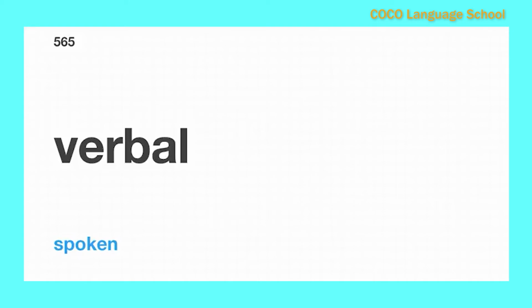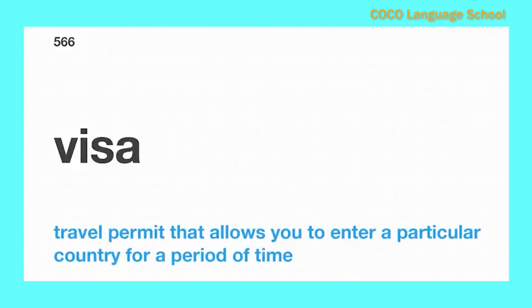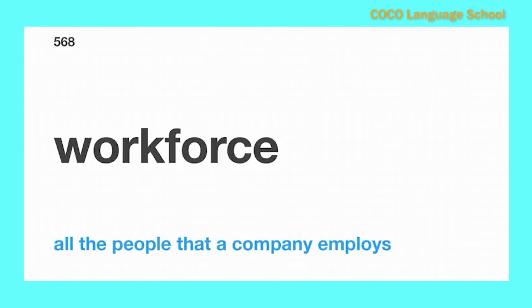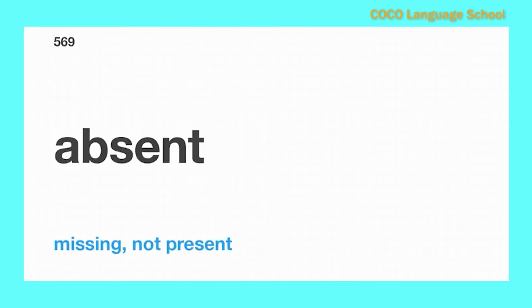Spoken. Verbal. Travel permit that allows you to enter a particular country for a period of time. Visa. Animals and plants that live in the natural world. Wildlife. All the people that a company employs. Workforce. Missing, not present. Absent.